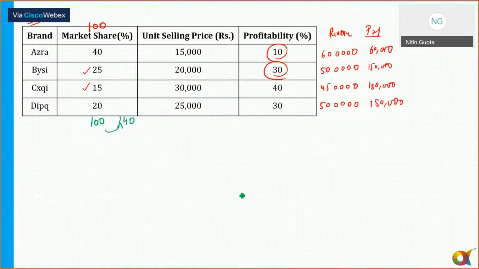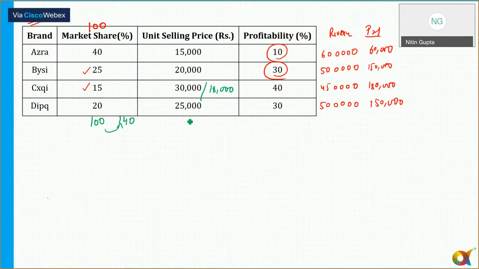So what is the unit selling price for CXQI? 40% discount. So 40% of 30,000 is 12,000. So now the new selling price is equal to 18,000 in the year 2017. So for C, the unit selling price will be equal to 18,000 here.